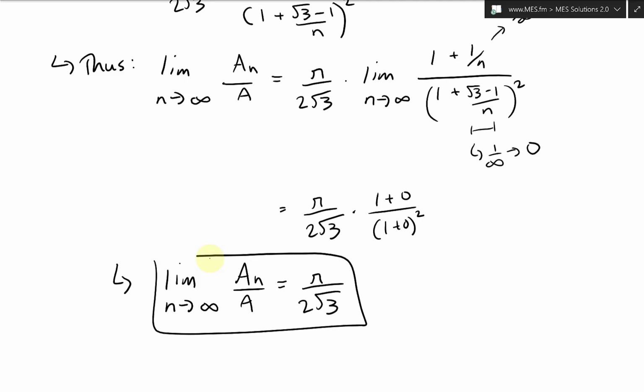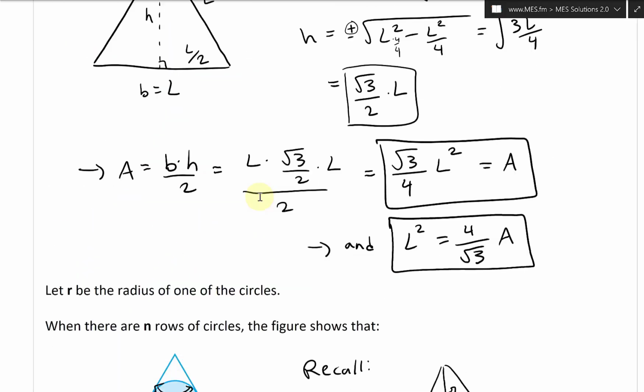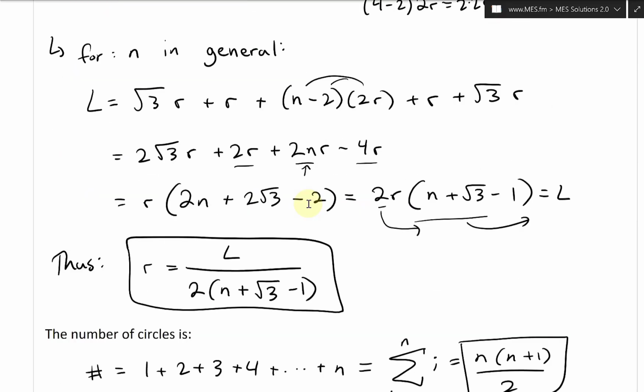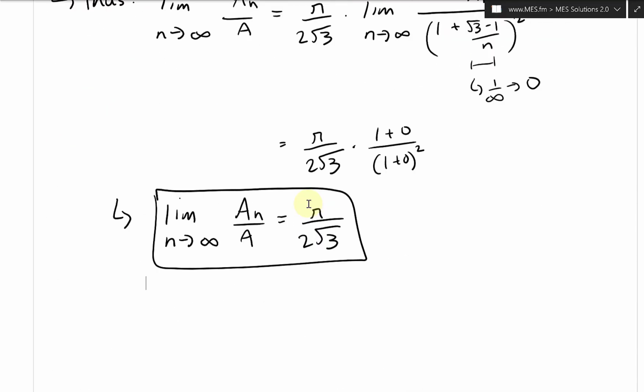And this is exactly what we were asked to solve. We can scroll up to see our question. It says show that the limit as n approaches infinity of A_n over A equals pi divided by 2 square root 3. And that's exactly what we just showed.